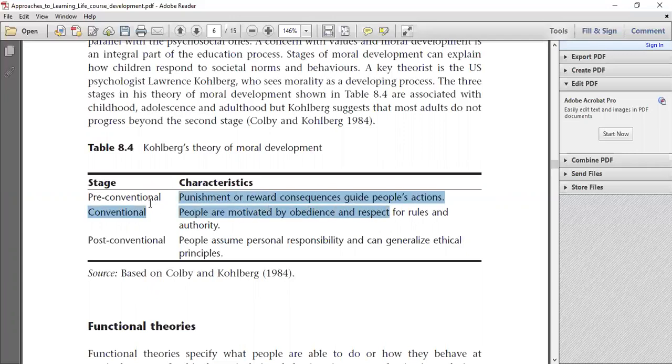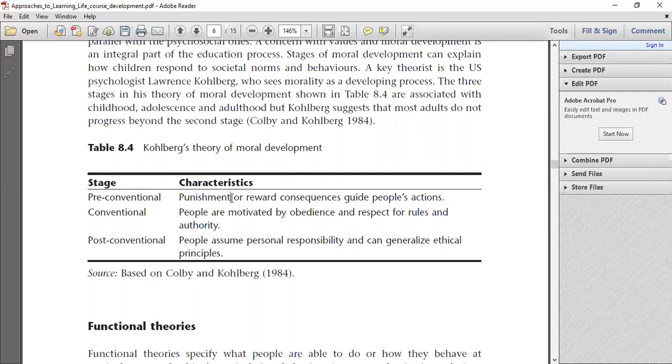Since these are characteristics of moral development stages, pre-conventional is before you reach the conventional stage. People are making moral choices, what they do and what they do not do, and those choices are based either on rewards, because by doing something they will be rewarded, or by not doing it they might be rewarded. But if they show certain unacceptable behaviors, then they are punished for that.